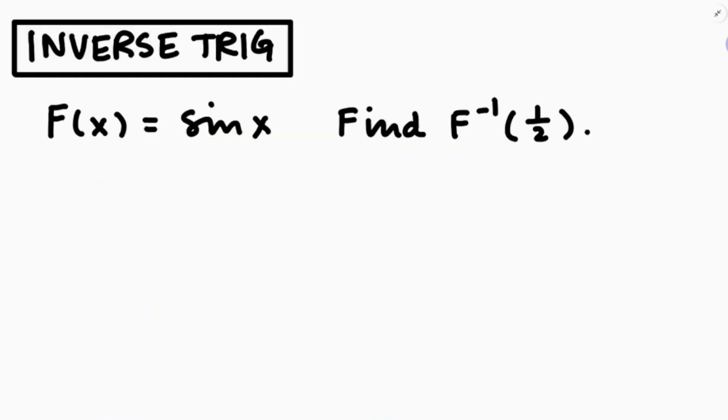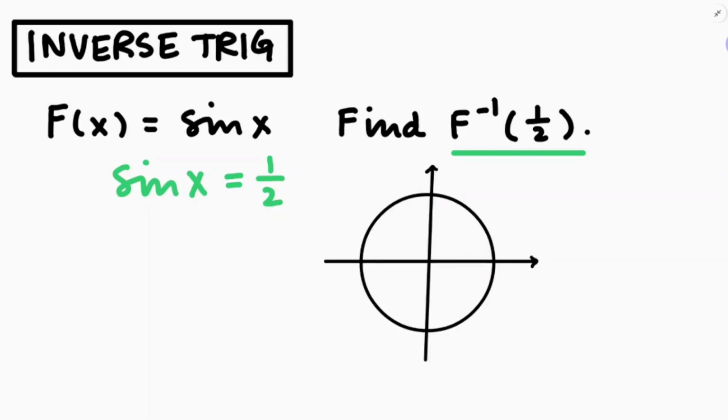Now for inverse trig, suppose f of x equals sine x, find f inverse of 1/2. We're going to set f of x equal to 1/2, and that's going to be sine x equals 1/2, and we know how to solve this equation. We've spent a bunch of time solving equations like these. So we go to the unit circle and say, all right, sine x is the vertical displacement from the x-axis. I'm going up by 1/2, which is not very far on the unit circle.